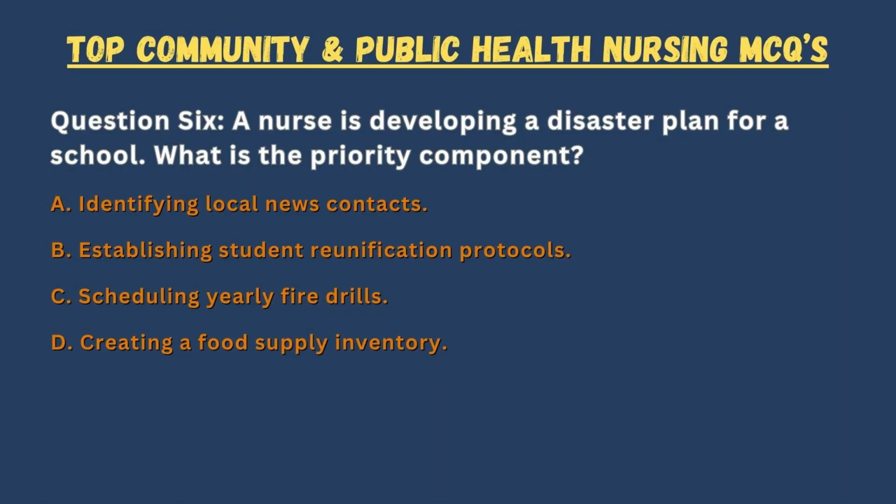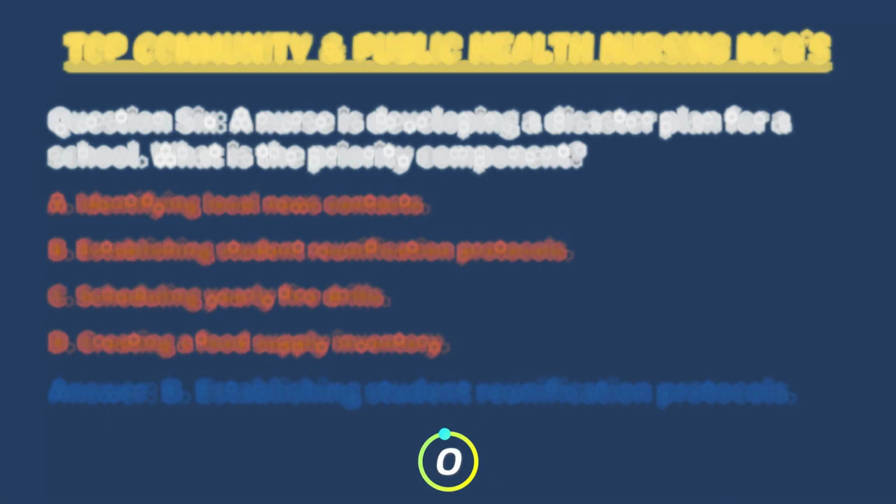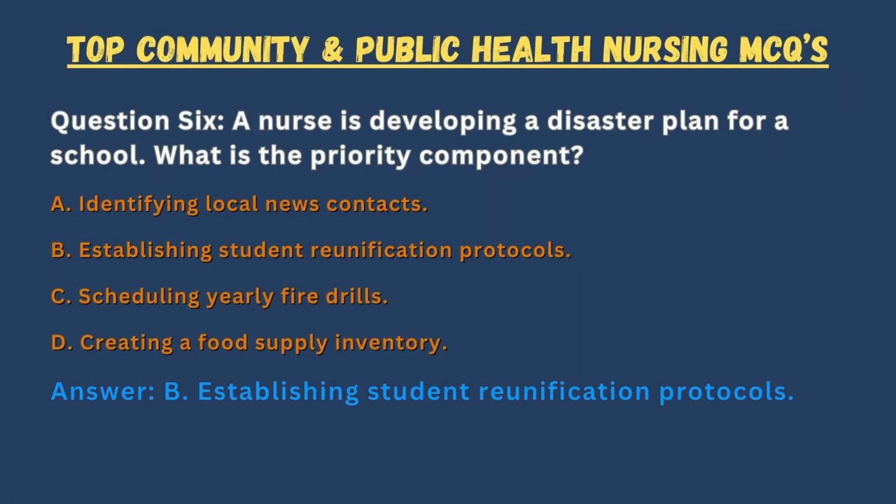Question 6. A nurse is developing a disaster plan for a school. What is the priority component? A. Identifying local news contacts. B. Establishing student reunification protocols. C. Scheduling yearly fire drills. D. Creating a food supply inventory. Answer. B. Establishing student reunification protocols.